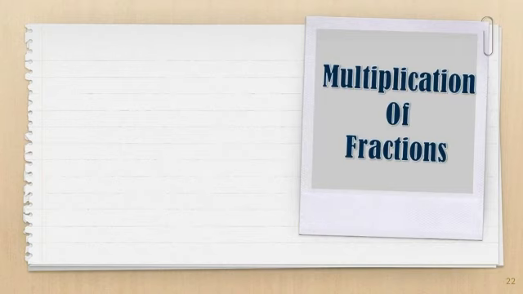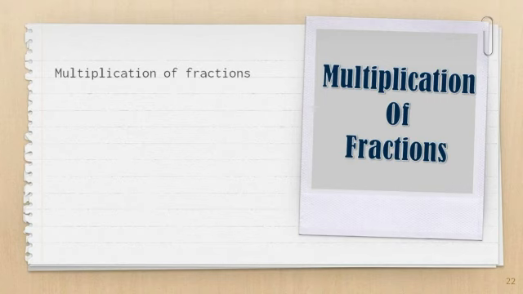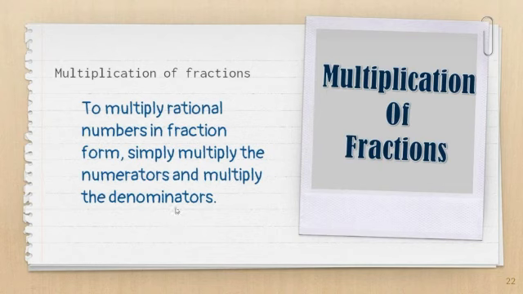Next, tapos na tayo sa addition and subtraction of similar and dissimilar fraction. Meron naman tayong multiplication of fractions. So, we have here to multiply rational numbers in fraction form. So, para daw makapag-multiply tayo ng rational numbers na sa fraction form, we simply multiply the numerators and multiply the denominators. Napakadali, di ba? So, in symbol, I have here, for example, this is A over B, isang fraction, times sa C over D, isang fraction ulit. Ang gagawin lang natin para ma-multiply sila is just to multiply taas sa taas, numerator to numerator, that's AC.